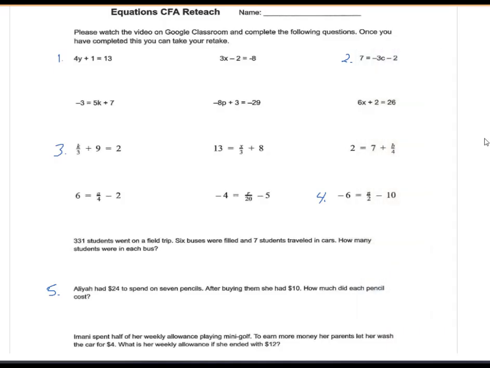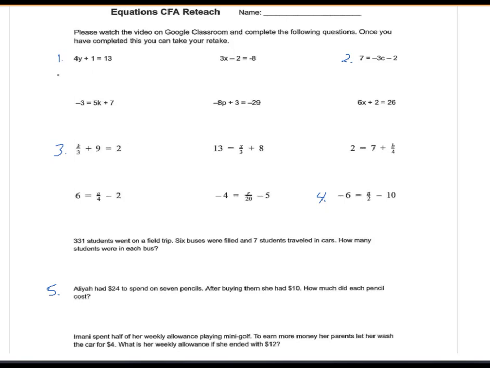Mr. Turner here. Let's go through a couple of problems and review our equations for our CFA that we need to retake. Please practice these problems and that'll give you everything you need to retake the CFA and be successful.